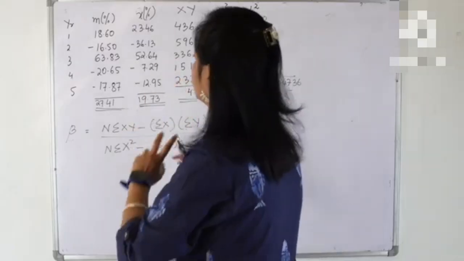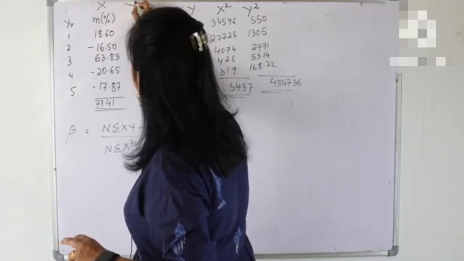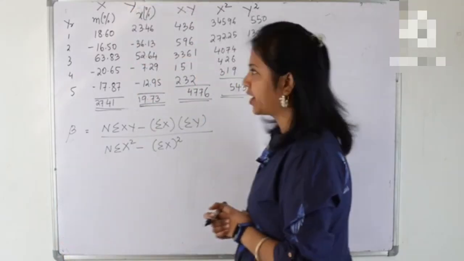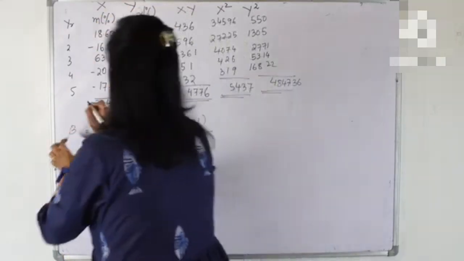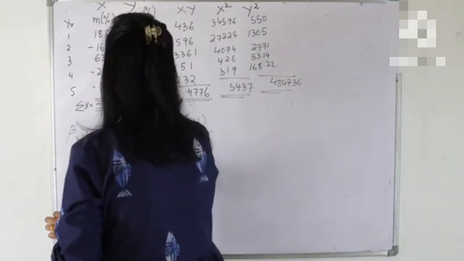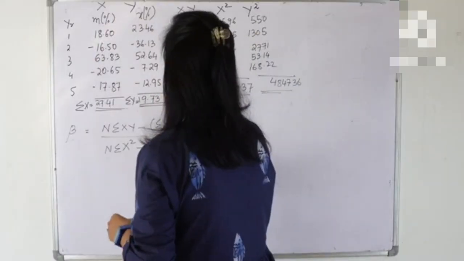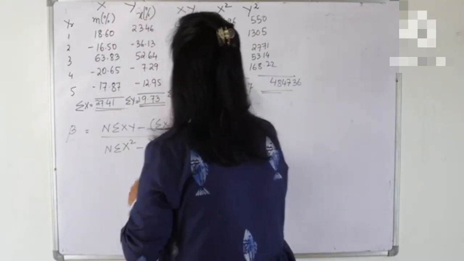Now what is x and what is y? Remember, the market return we will take as x, and the individual stock return we will take as y. So if this is x, the sum of this will be sigma x. If this is y, the sum of this will be sigma y. Then I take the product of these two. This becomes the sum of the products of x and y.